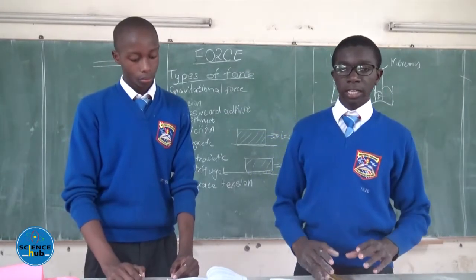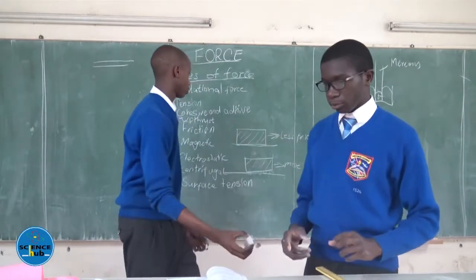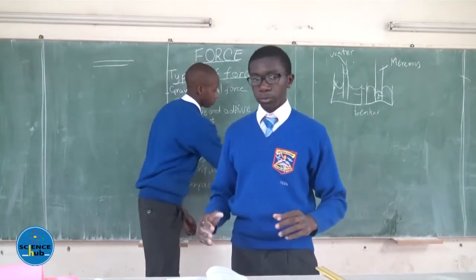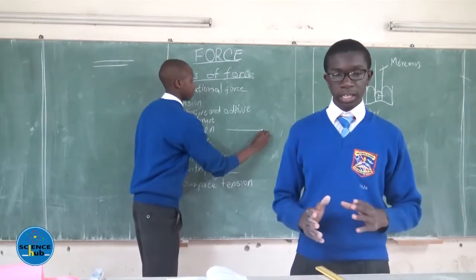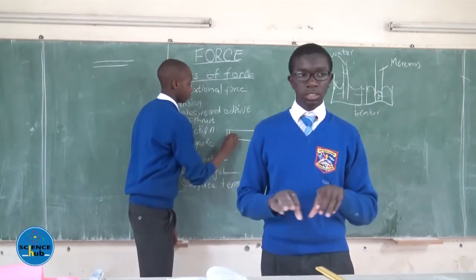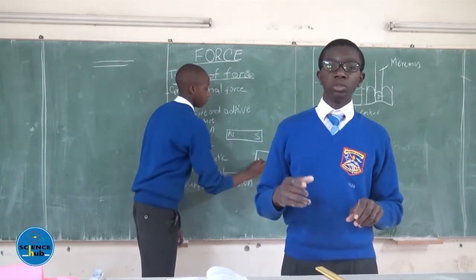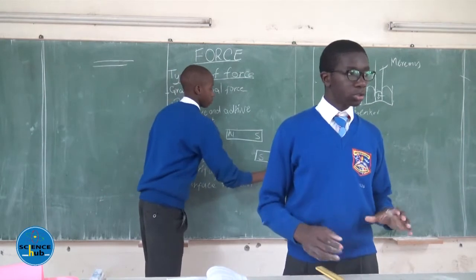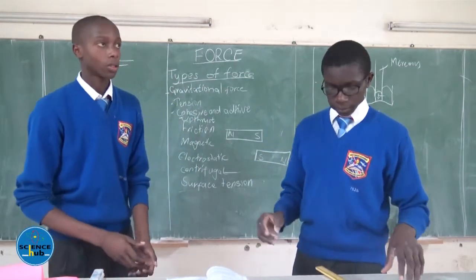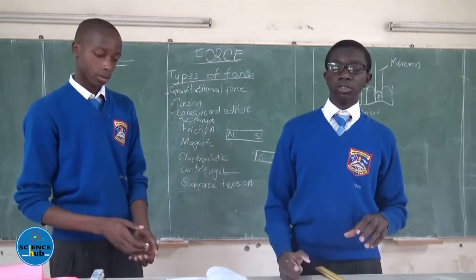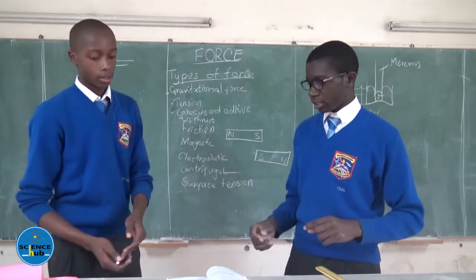A magnet has two poles, the north pole and the south pole. You realize that when you try to bring the North Pole and North Pole together, they repel, meaning that they won't come together. It will be difficult. But when you bring the South Pole and the North Pole together, it will be much easier. They will attract. Therefore, you'll conclude that like poles repel, while unlike poles attract.